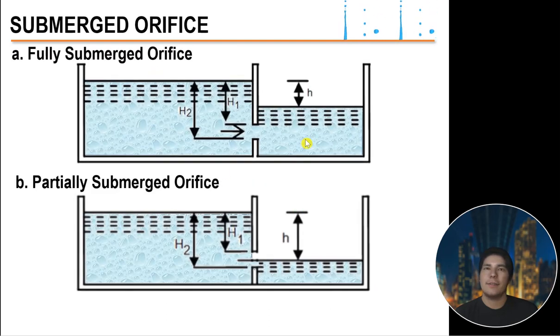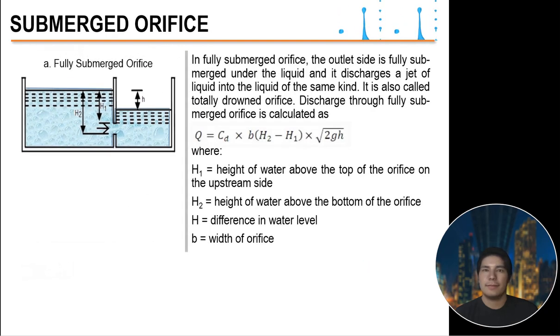So we also have the fully submerged orifice. Here is your orifice, and it is fully submerged, or it could be a partially submerged orifice. Here, you can see it is partial: the other part of it is not submerged, only this part. So we call that a partially submerged orifice. In a fully submerged orifice, the outlet is fully submerged under the liquid, and it discharges a jet of liquid into liquid of the same kind. It is also called a totally drowned orifice.